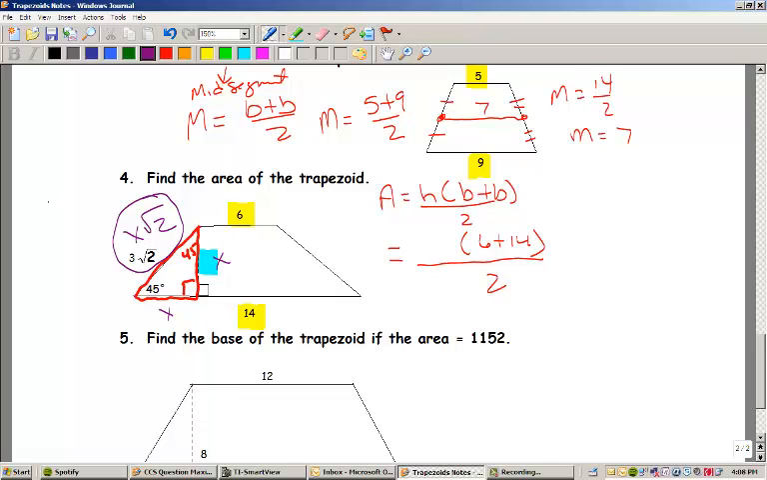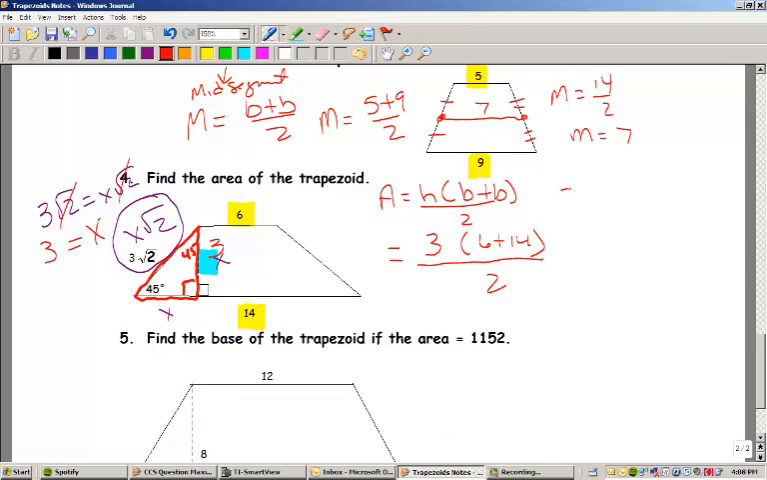Now I need to set these two things equal to each other. So I got 3 root 2 is equal to x root 2. Solving, the root 2's are going to cancel each other, and I get x to be 3. This piece I don't really care for. This is the piece I want. That is my height, and that piece is x. That piece is just 3.